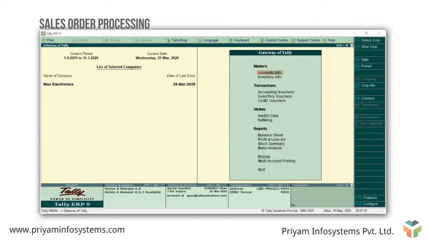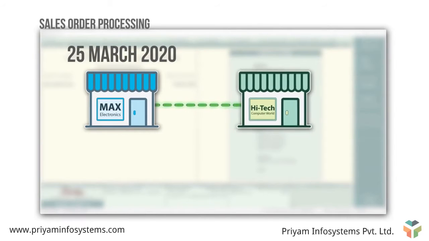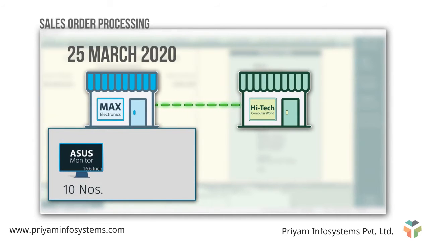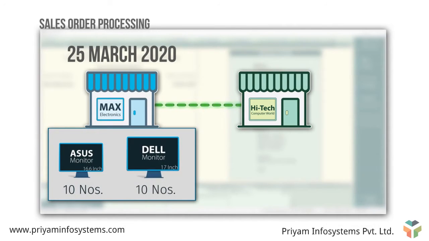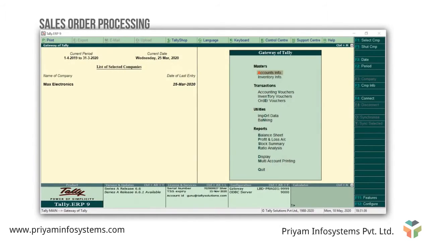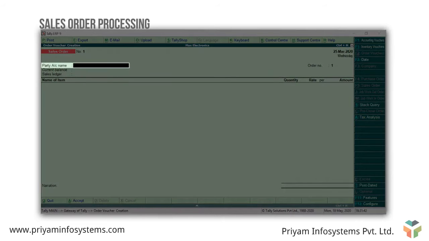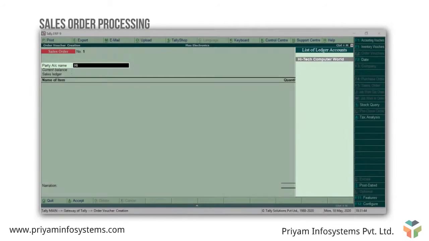Let's say that on the 25th of March, Max Electronics has received an order from High-Tech Computer World for delivering 10 Asus 16.6-inch monitors and 10 Dell 17-inch monitors. This needs to be fulfilled in the next 3 days. To record the sales order, select Order Vouchers, press Enter, select the customer's ledger. I will select High-Tech Computer World.